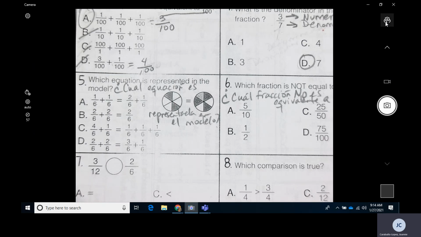So si usted escogió la A, okay, va a pararse en la alfombra. Si usted escogió la B, se va a parar al lado de la puerta. Si escogió la C, va a ir al lado de Miss Jackson y si escogió la D va a venir aquí al lado mío.